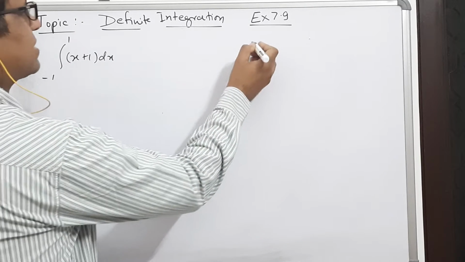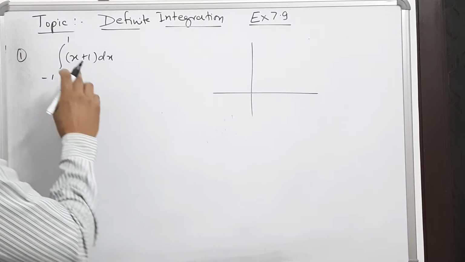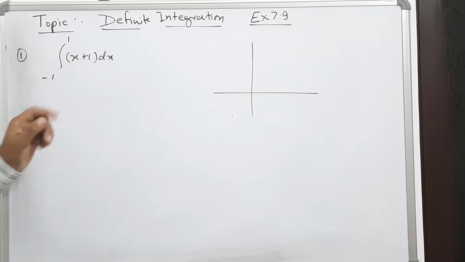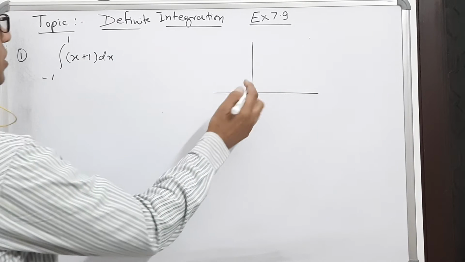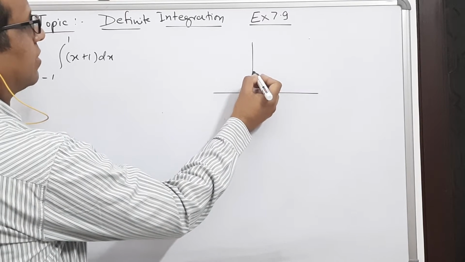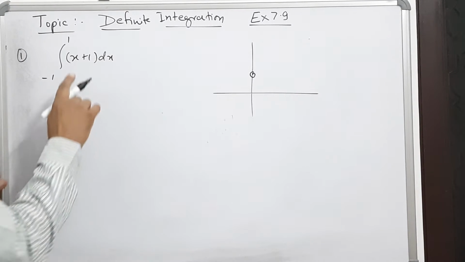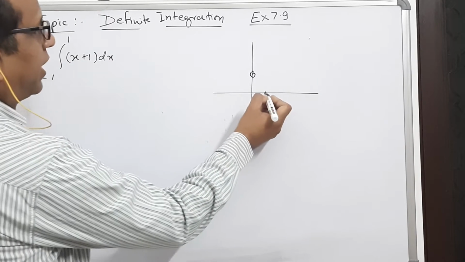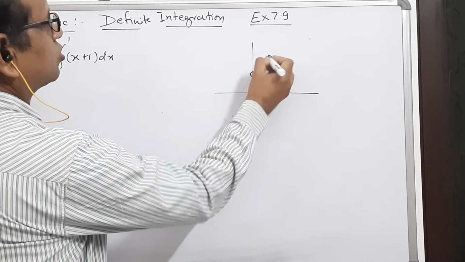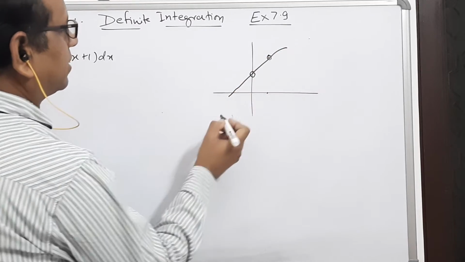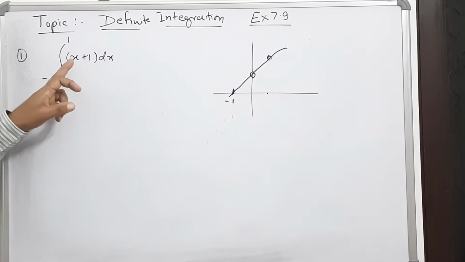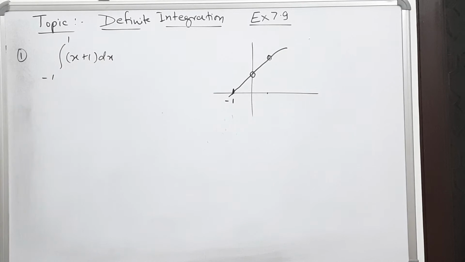The geometrical meaning of this is, if we draw the curve y equals x plus 1. Y equals x plus 1 means when the value of x is 0, the value of y is 1. And when the value of x is 1, then the value of y is 2. So the curve will be like this. Now say this is minus 1. When you put x equals minus 1, the value will be 0.